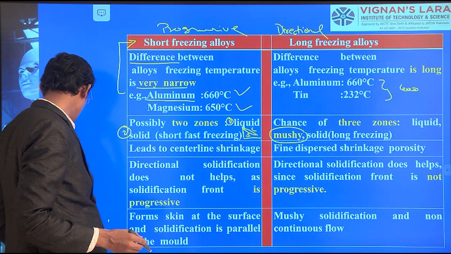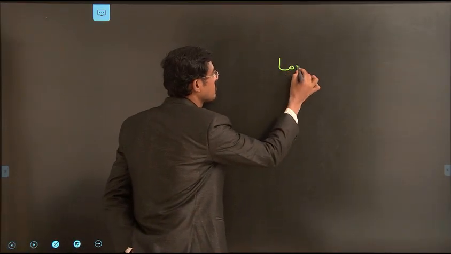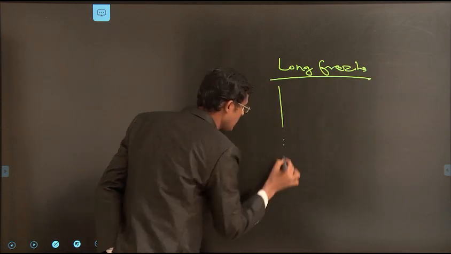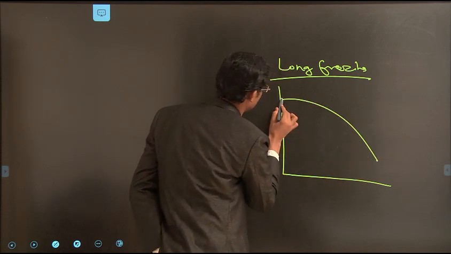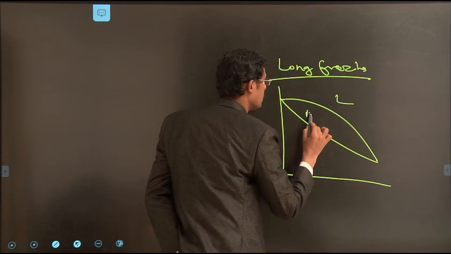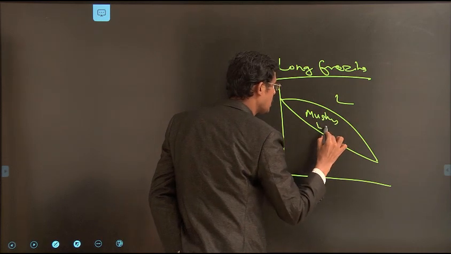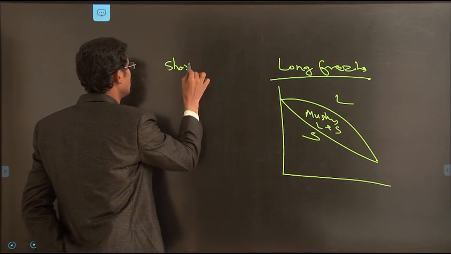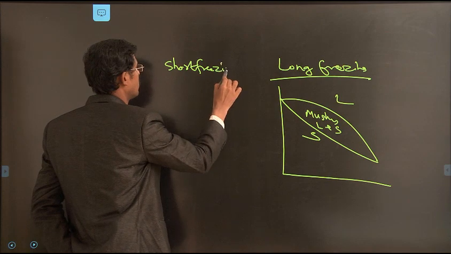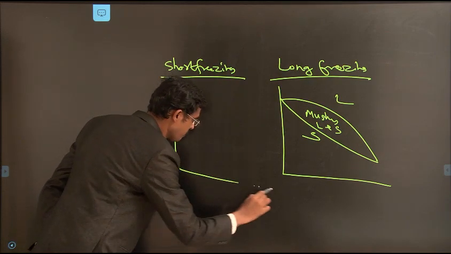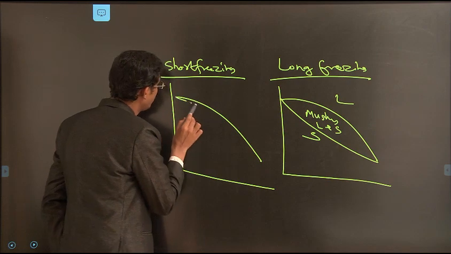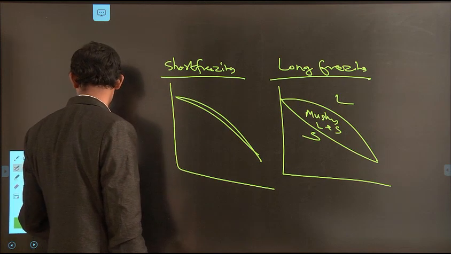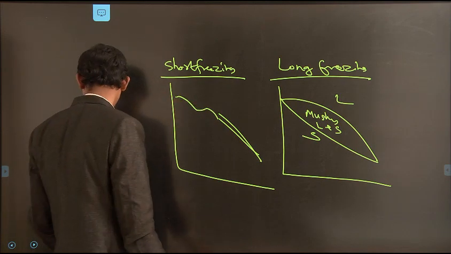For these conditions, long freezing, how will it be? For these cases, it will be like this. So here it is liquid, here it is mushy, which means liquid plus solid. Here it is solid. Okay? For the short freezing range, it will be likewise, and the mushy zone will be very thin. Right? We understand these cases.